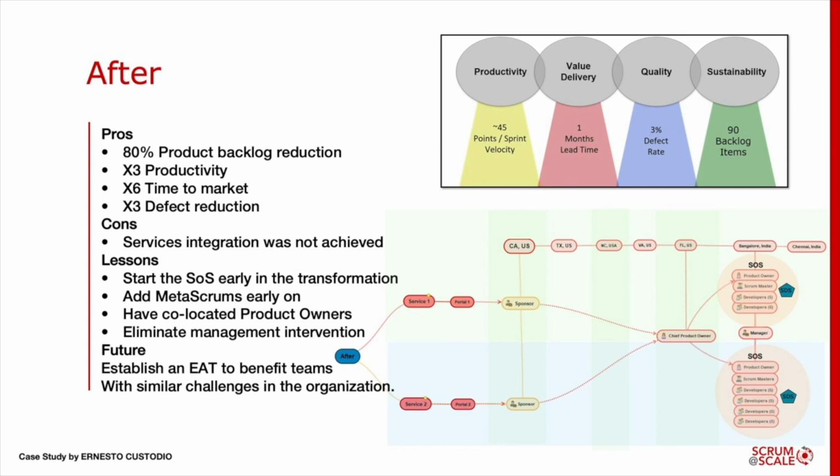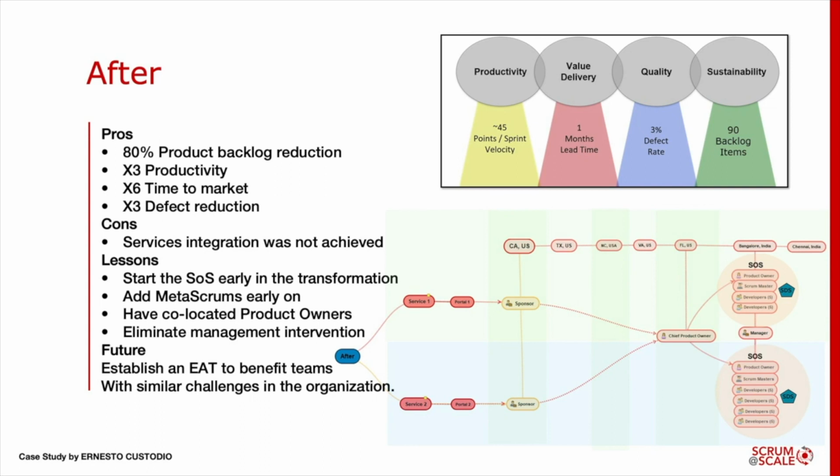And we also began to have SDS, or a scaled daily scrum, which allowed the 2 services to interact and connect. And that brought about significant benefits. What we saw was a 3x increase in productivity on average for both services. We saw a drop from 6 months down to 1 month in terms of the lead time. We saw a 3 times reduction in the defect rate, and the product backlog, which had been about 900 product backlog items, dropped to about 90.